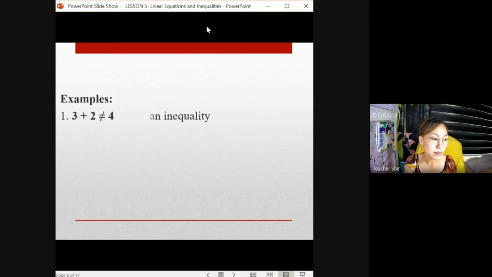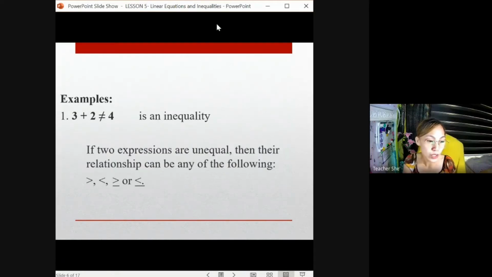For example, 3 plus 2 is not equal to 4. Obviously, it is an inequality because 3 plus 2 is equal to 5, not 4. So if two expressions are unequal, then the relationship can be any of the following. Again, the symbols are greater than, less than, greater than or equal, or less than or equal.